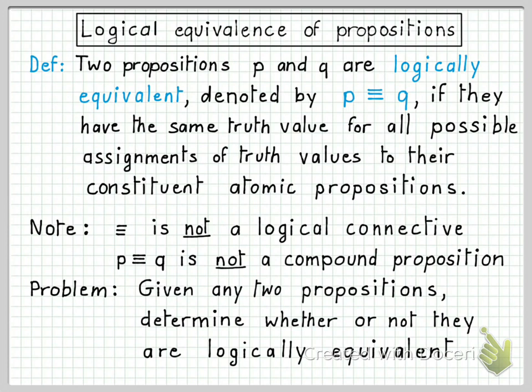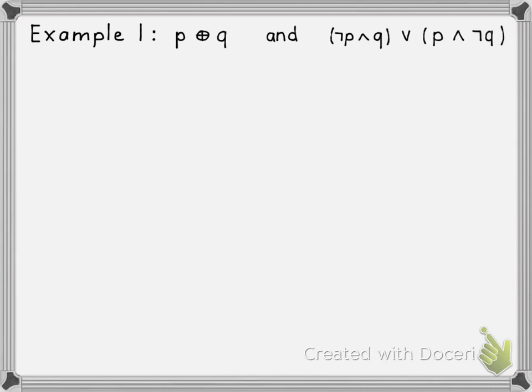Now let's trace this algorithm on a few examples. Now in our first example, the first input proposition is P exclusive or Q, and the second proposition is not P and Q or P and not Q. So the algorithm will answer the question whether these two propositions are logically equivalent or not. So let's build a truth table for both of these propositions. Since the only atomic propositions contained in both of them are P and Q, the truth table will again contain 4 rows.